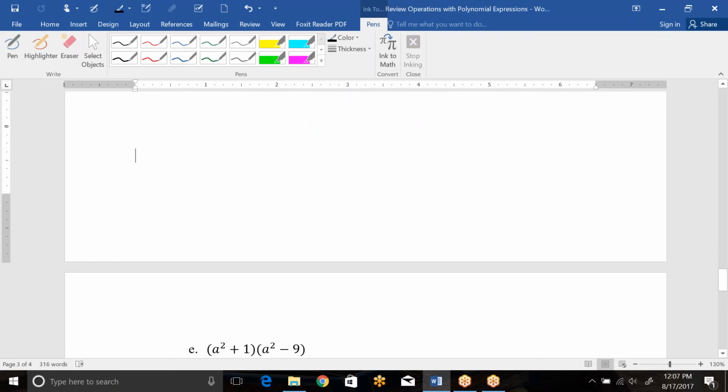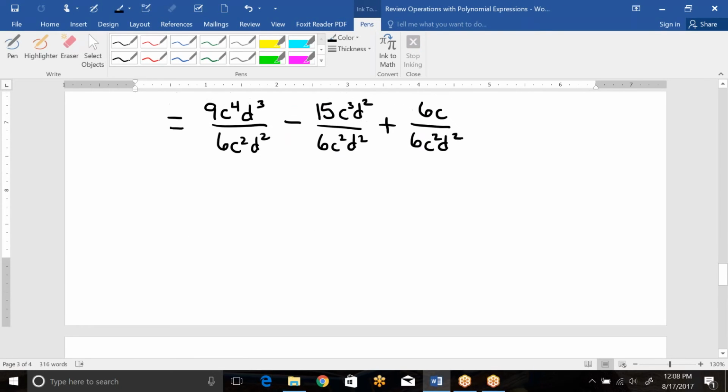Okay, so now that we've done this, we can reduce each individual fraction. So 9 and 6 are both reducible by 3. So that would be a 3 on top and a 2 on bottom. There are 2 c's on the bottom that can cancel out with 2 c's on the top, so that's going to be c squared. 2 d's on the bottom that cancel with 2 up there, so that's just going to be d to the first.